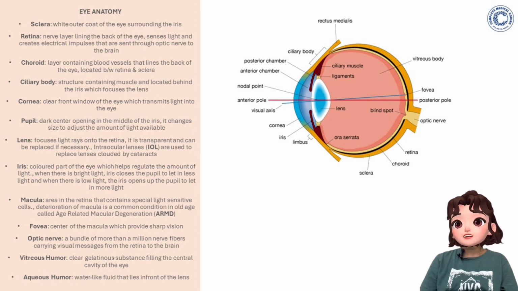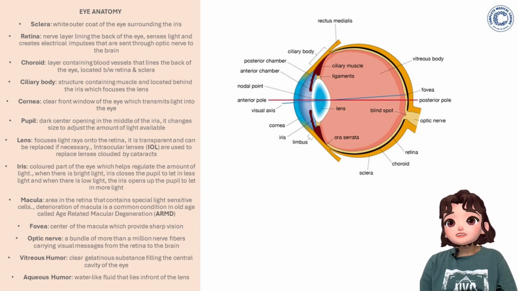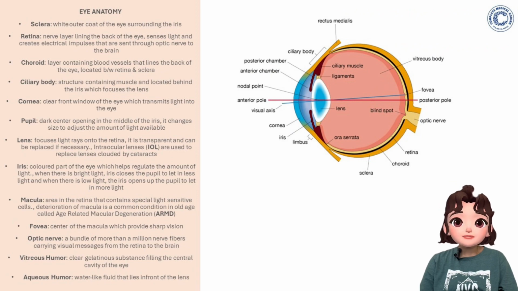Optic nerve. A bundle of more than 1 million nerve fibers that carries visual messages from the retina to the brain. Then what are aqueous humor and vitreous humor? These two are important. Vitreous humor is a clear gelatinous substance filling the central cavity of the eye, whereas aqueous humor is a water-like fluid that lies in front of the lens. So that's the eye anatomy.